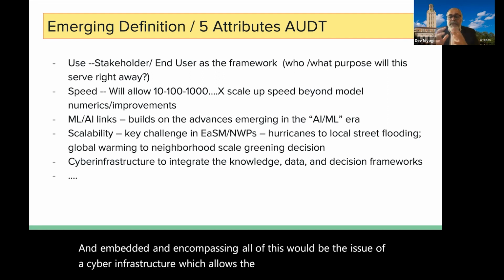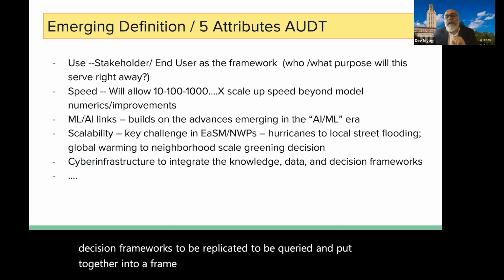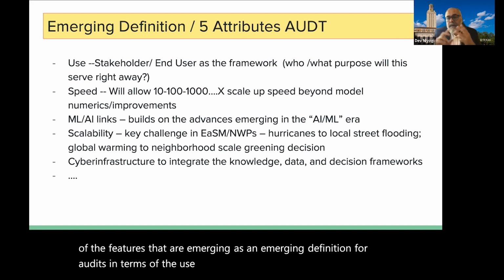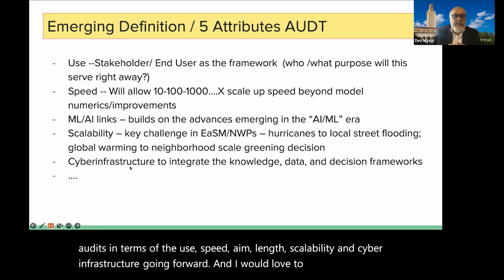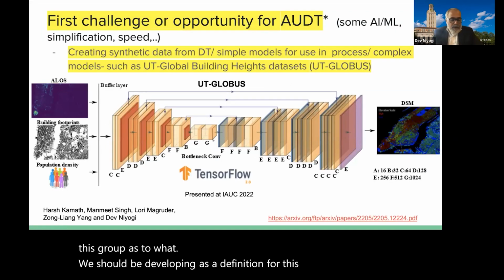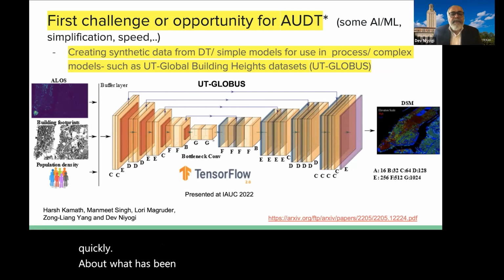And embedded and encompassing all of this would be the issue of a cyber infrastructure, which allows the data, knowledge, and decision frameworks to be replicated, to be queried, and put together into a framework. So these 5 attributes seem to be features that are emerging as a definition, in terms of use, speed, AI/ML, scalability, and the cyber infrastructure going forward. And I would love to learn more from this group as to what we should be developing as a definition for this.